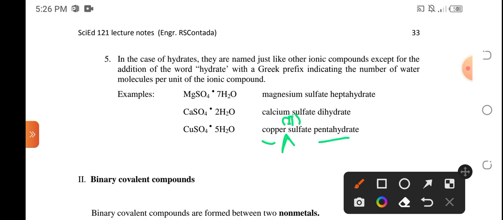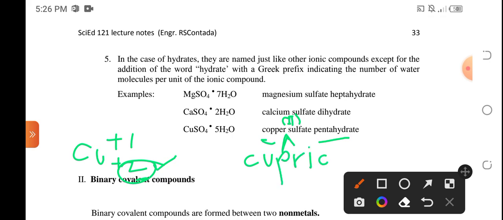Or it could be, since higher siya, ang pinili natin between +1 and +2, we are choosing +2, so this is the higher oxidation number, so this could be, ang Latin name ng copper ay cuprum. So pwede siyang maging cupric. Okay? We drop the -um and we add the -ic. So that is cupric. Cupric sulfate.